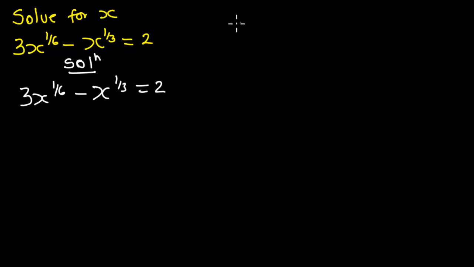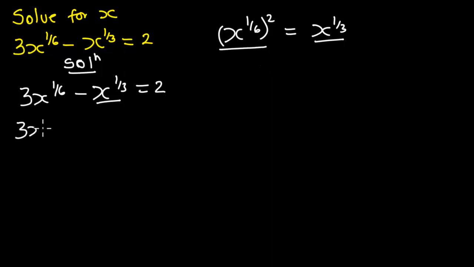Now let's consider when we have x to the power 1 over 6, all squared. This is equal to x to the power 1 over 3. Now, x to the power 1 over 3 here is the same as this. So in place of x to the power 1 over 3 over here, we are going to rewrite this over there. And so we are going to have 3 times x to the power 1 over 6 minus x to the power 1 over 6 all squared is equal to 2.